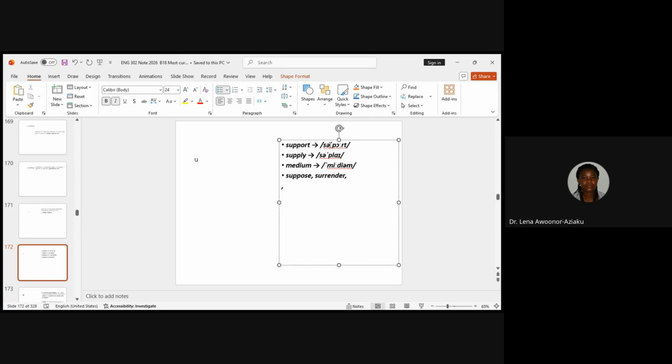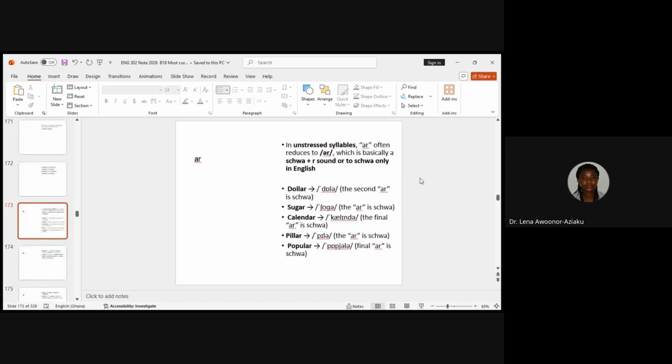The stress is on the second syllable, so you will never have a full vowel in that environment. The vowel is supposed to be a stretch vowel, but because this environment is unstressed, it is changing to what? So support, supply. Medium. Surrender, suppose, surrender. More examples.